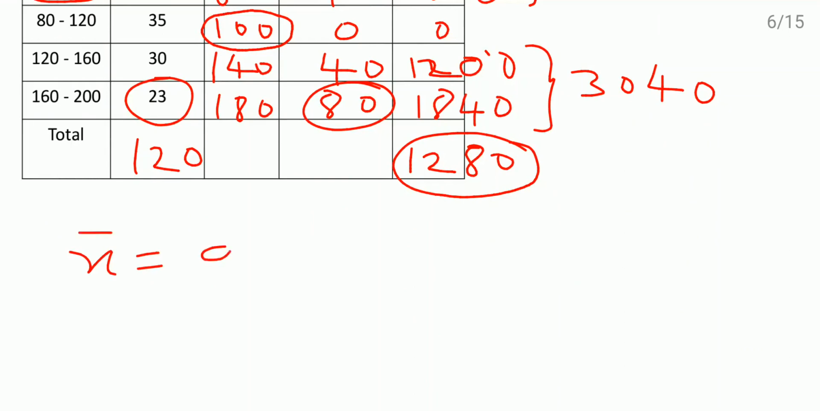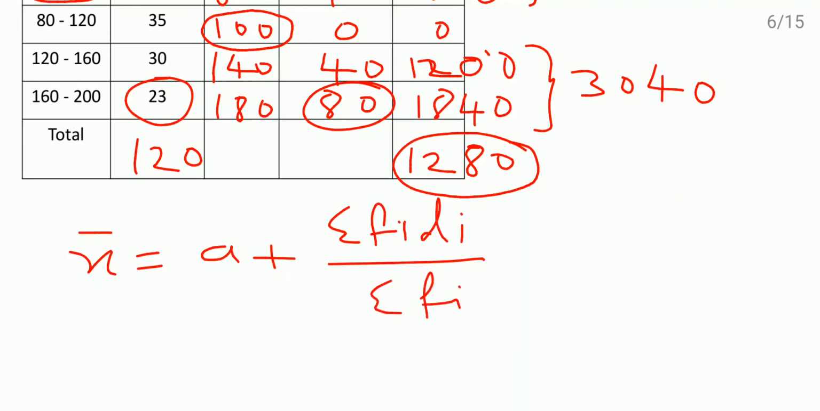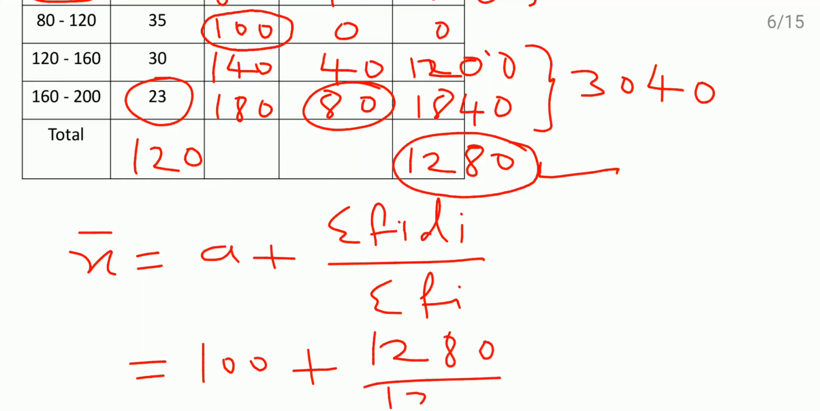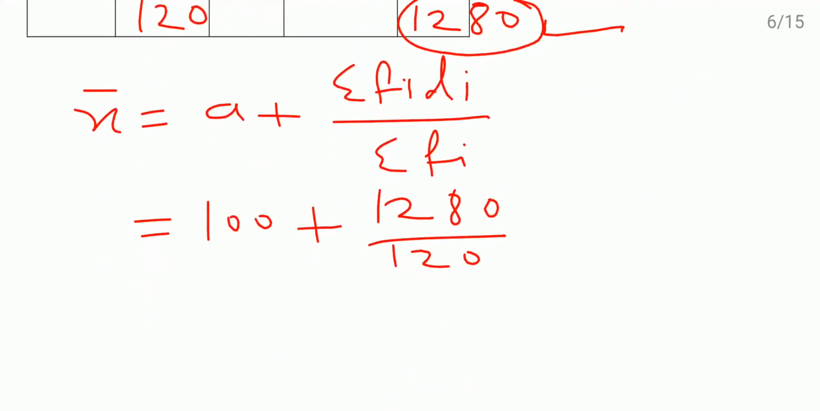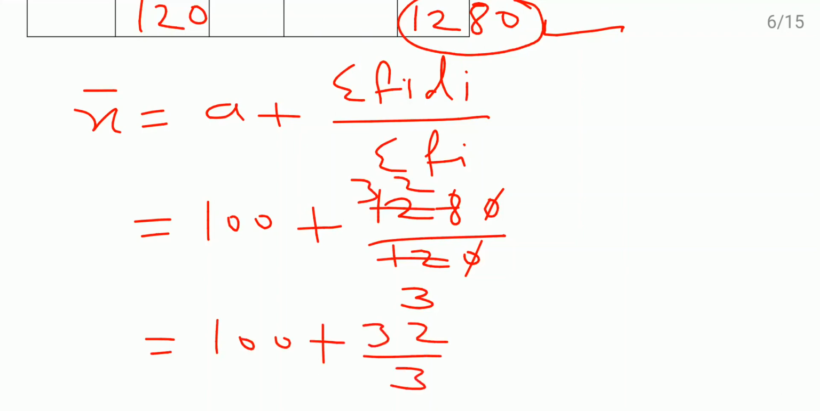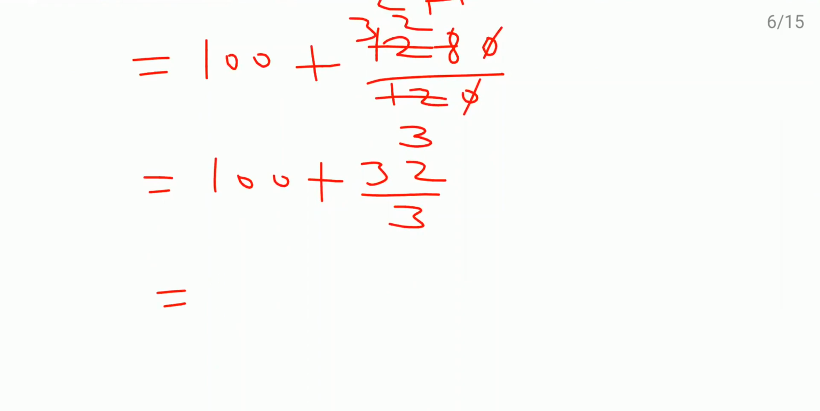Mean, which is equal to A plus sigma fi di divided by sigma fi. So our assumed mean was what? 100 plus sigma fi di, means this value, which is 1280 divided by 120. See here now, this 0 got cancelled here. Okay, now here 4 3s are 12, and 4 2s are 8. So 100 plus 32 by 3.